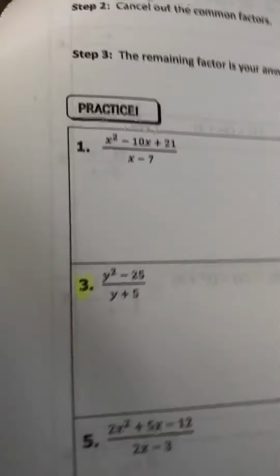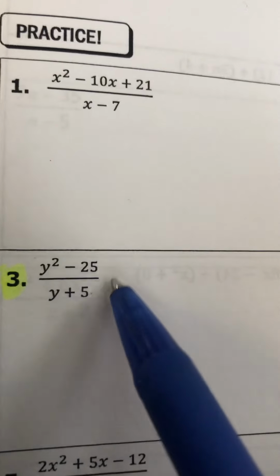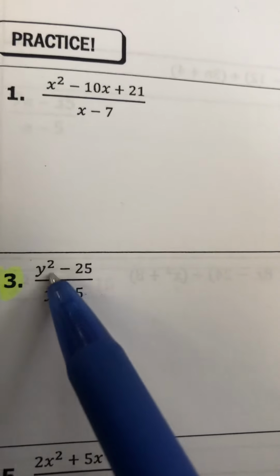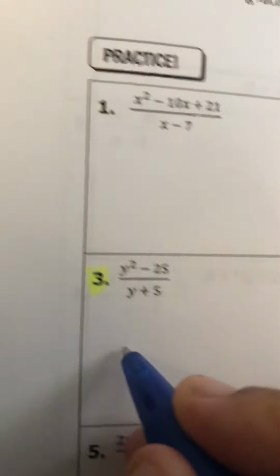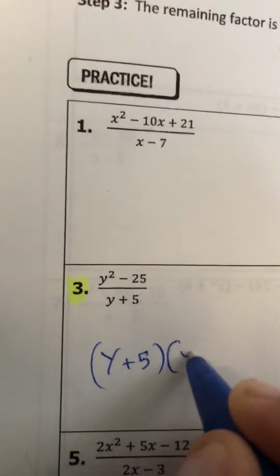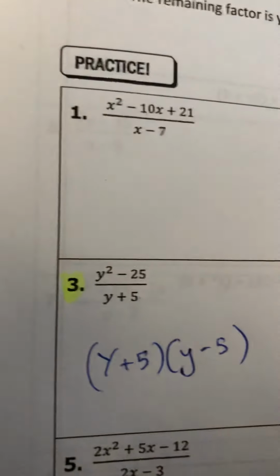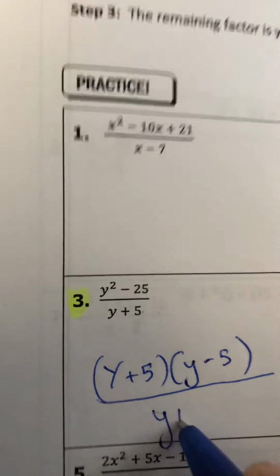This one. I can factor the numerator by using difference of squares. Both are squared terms and there is a minus. I can only apply difference of squares when it's a minus sign in between. So my two factors would be y plus 5 and y minus 5, divided by what I have in the denominator, y plus 5.